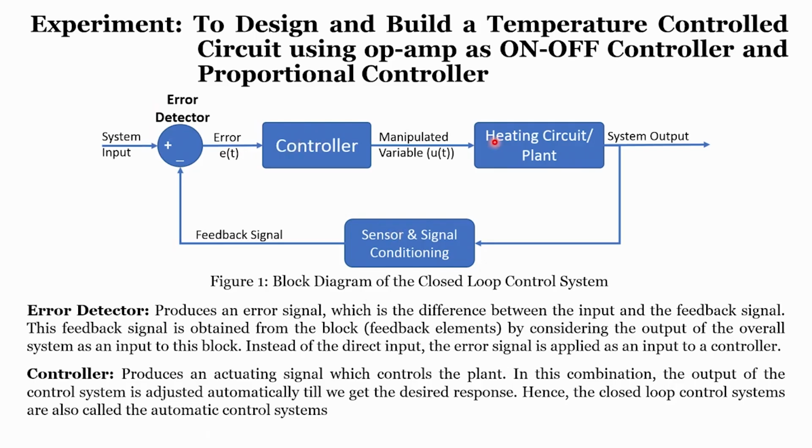When we recall the importance of the error detector, the purpose of an error detector is to compare the system input with the system output. So, what do you mean by system output? System output is nothing but the current temperature on the plant, at what temperature the plant is operating. System input is what the user wants to maintain, or what the user wants to keep the plant at. Let us say the system input is somewhere around 100 degrees centigrade or 50 degrees centigrade.